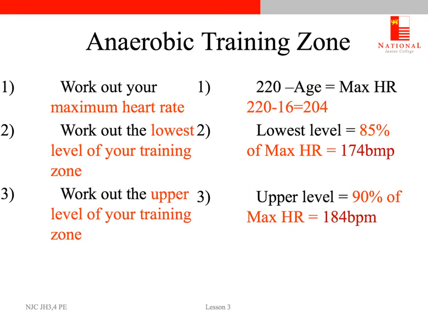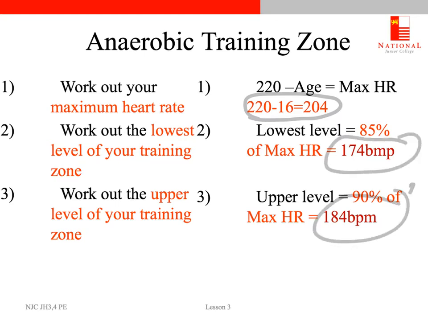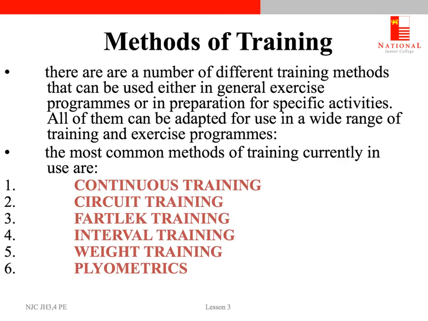So I hope you have done your calculation. So very quickly you can see, okay, 204, that will be your maximum heart rate, 85% will be 174, 90% will be 184. So the correct answer will be 174 to 184 beats per minute.